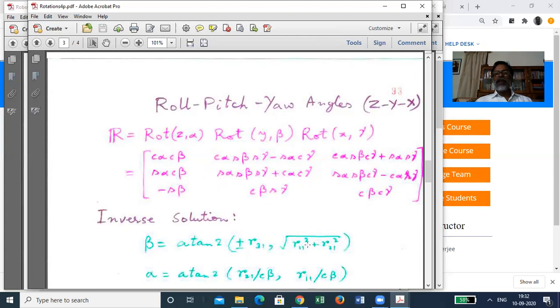Here the first column is used extensively. Here the R21 and R11. So that is again these two. And in the third, these two will be used.